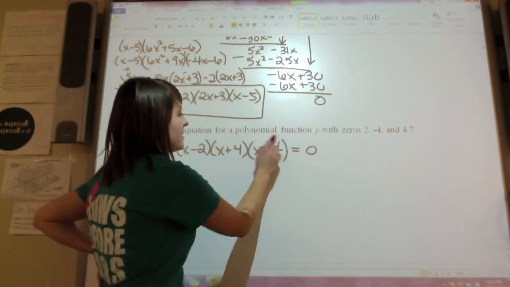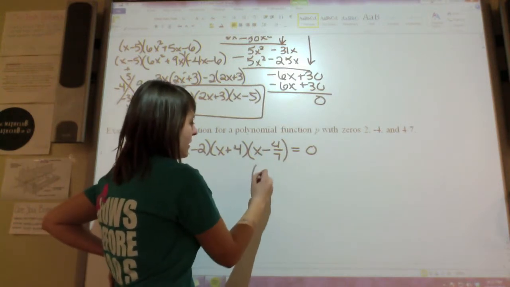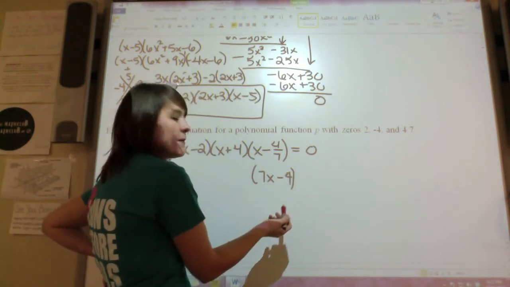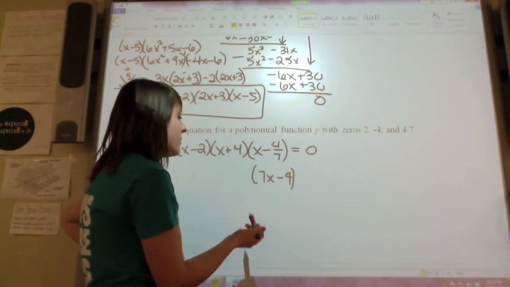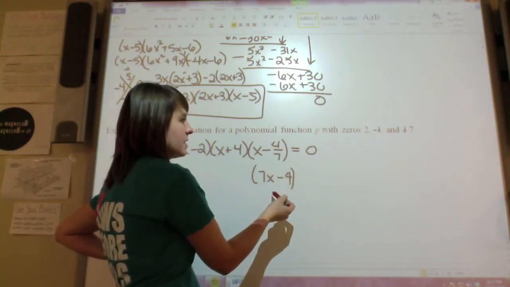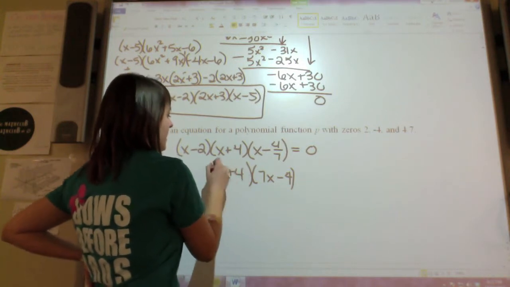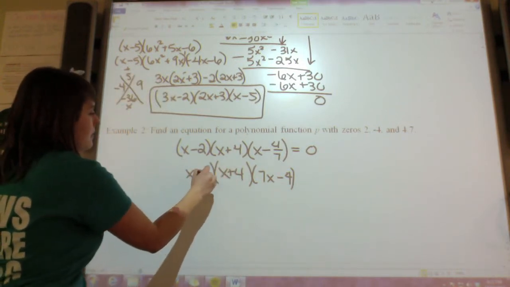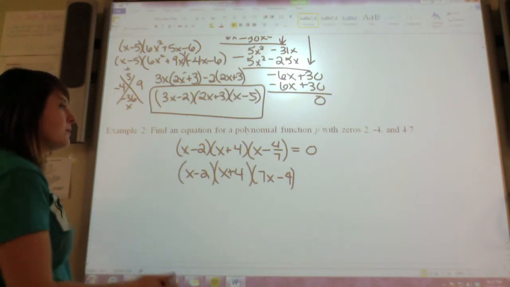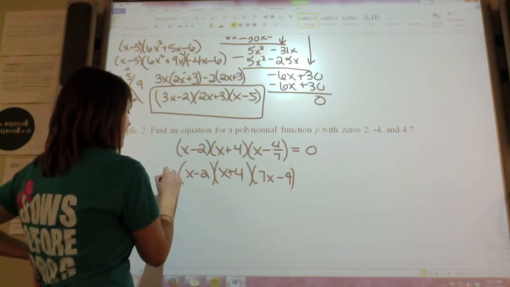So what I'm going to do is I'm actually just going to multiply this whole thing here by 7, and I get 7x minus 4. So if you think about that, that doesn't actually change anything, because if I were to set this equal to 0 and solve it, I would still get 4/7 as my 0. So I'm going to write this as x minus 2 times x plus 4 times 7x minus 4. And this is going to be my factored form of my equation.